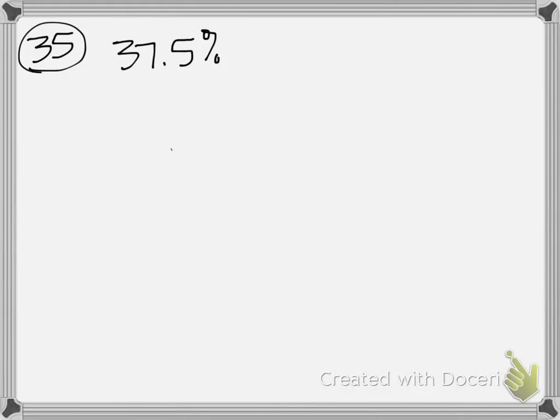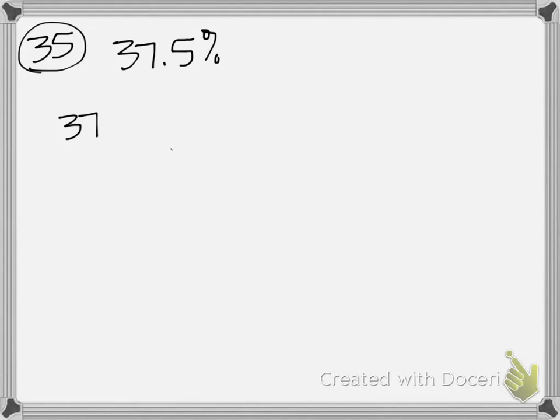So there's a couple ways that you can do this. Again, we can kind of do what I was talking about a minute ago, 37.5 over 100, and then we can divide. There's a couple different ways that you can do this. You can convert to a decimal and then convert to a fraction if you read it the way it's supposed to be read.